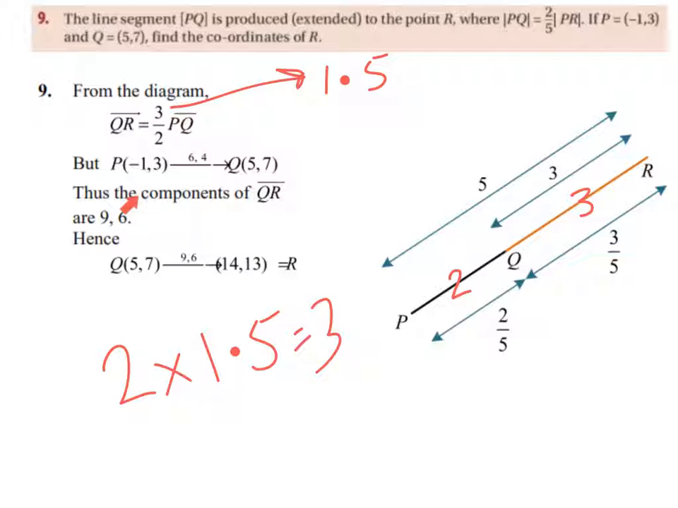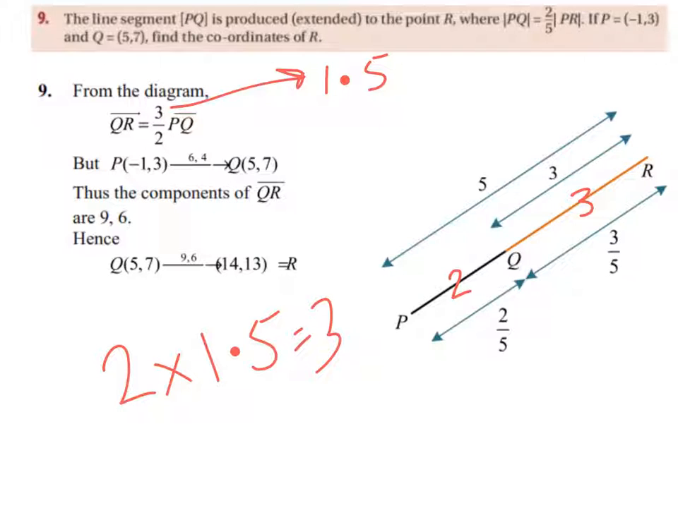So P is (-1, 3), so here's the point P, and Q is (5, 7), so point Q is (5, 7), so that was given to us in the question. So to get from -1 to 5, we're adding 6. To get from 3 to 7, we're adding 4. So we added 6 to the X, we added 4 to the Y.